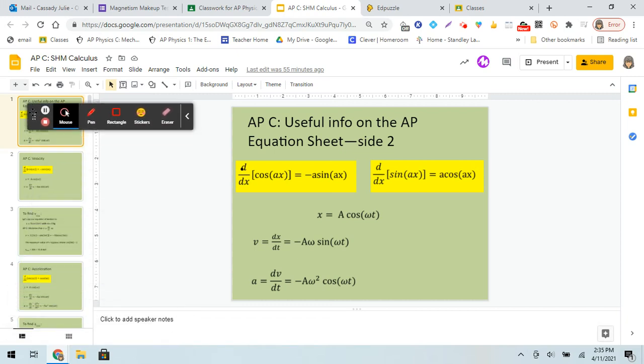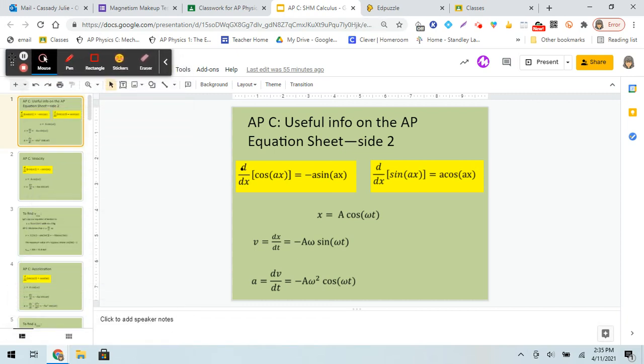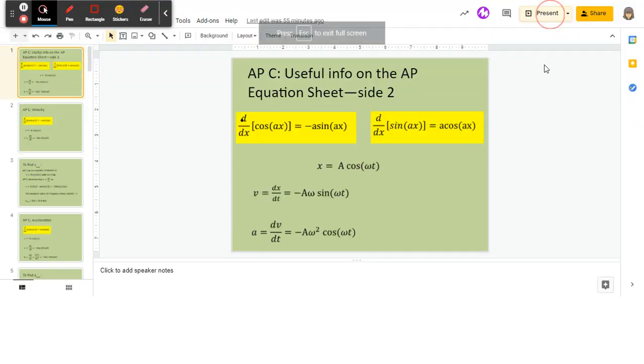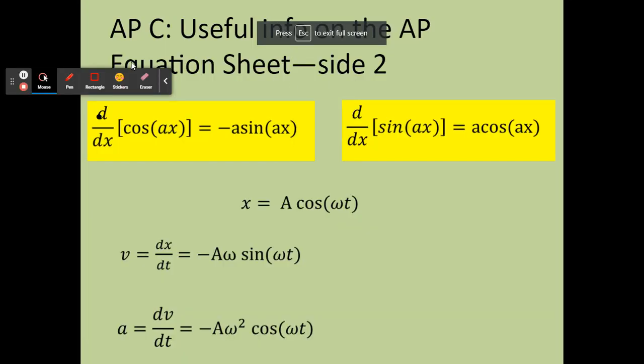Hey everybody, today what we're going to do is start talking about calculus and how it relates to simple harmonic motion.